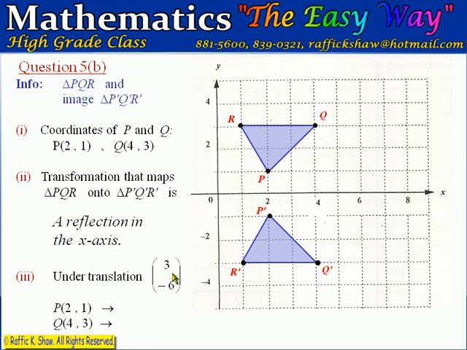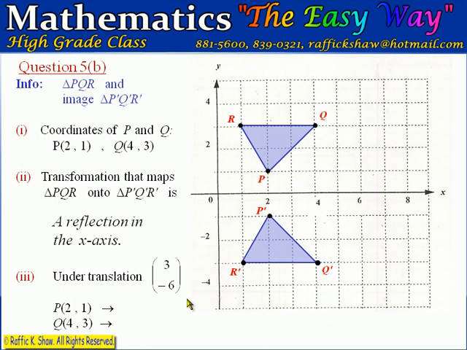Or we can say 3 units in the x direction, in the positive x direction, and 6 units in the negative y direction, 6 units downward. The negative here means that we move downwards in the y direction. 3 here means we move 3 units in the positive x direction, that's to the right. Okay, and we can show it for each point.